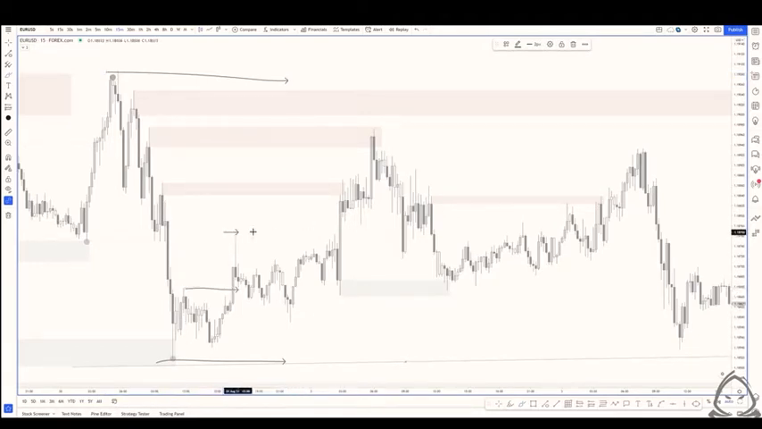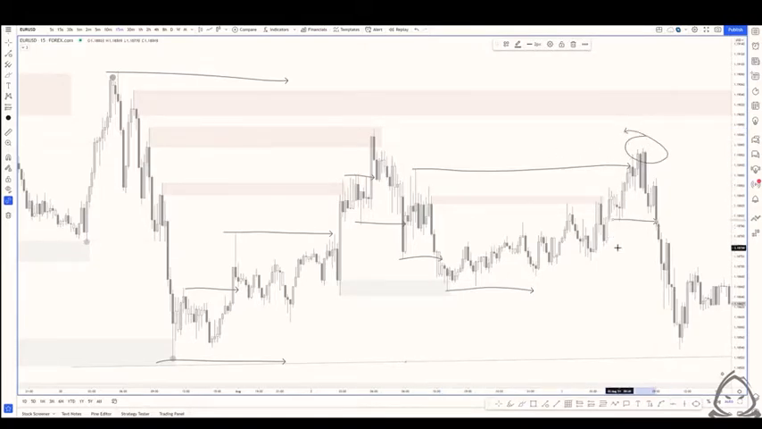Then we start to create substructure. Now we're creating minor structure. We see a minor structure break, valid point of interest or supply zone. And then what we can see is we create minor structure, we break minor structure, we create substructure, and then we start to create more minor structure and continue dropping to the downside.